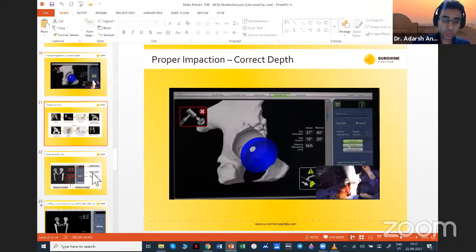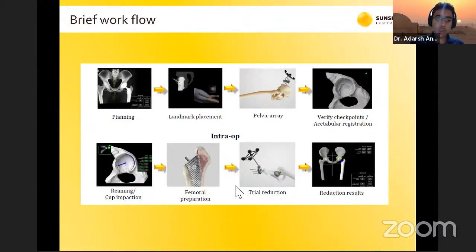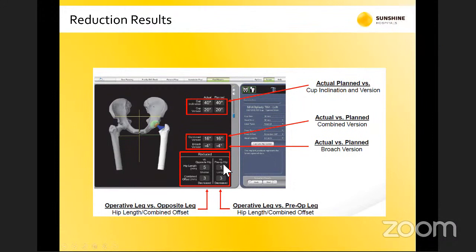Okay. So we come to the next part of the process. After the reaming and the cup impaction is done, we go to our trialing, right? And now we know what the reduction results are. Once we've reduced our final cup and we put in our stem, we know whether it's actually matching what we had planned beforehand. The plan was 40-20, we got 40-20. The combined version, it tells us, and it's also telling us how much length we got compared to the opposite side and compared to the preoperative side as well.